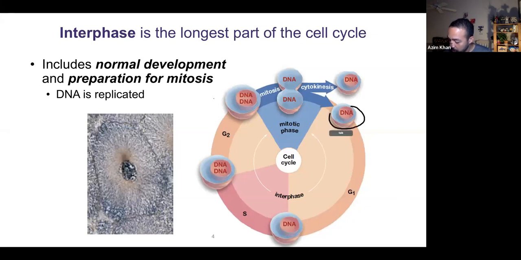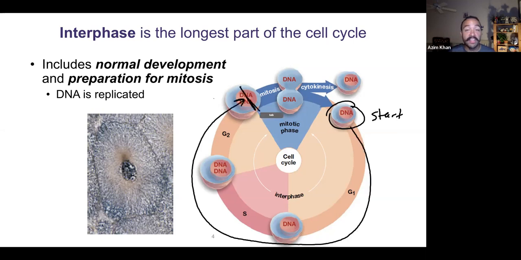Starting from here all the way through here, for most of a cell's life, we are in what's called interphase. It's a boring name, interphase. It just means in between phase, but really it's the longest part of a cell's cycle. During interphase, a cell is just going through normal development and also preparation for this thing called mitosis. This is a special form of cell division, which we're going to talk about next.